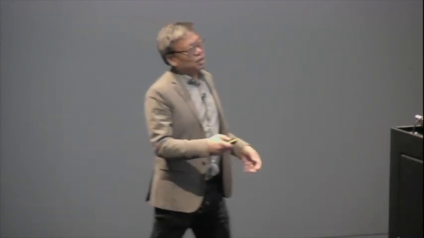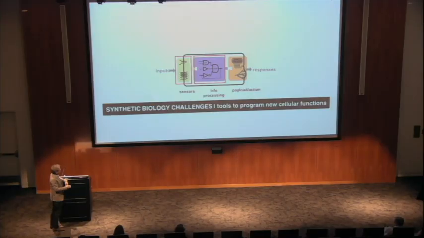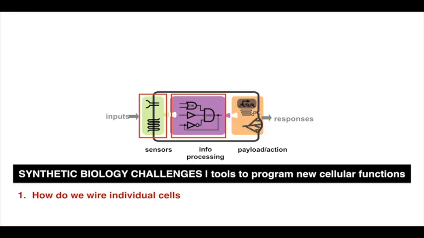Okay, so typically in synthetic biology, we're thinking about how we program new cellular functions from molecular encoded components. And first of all, we have to think about how is it that we wire individual cells so they sense certain things, use that information to make decisions, and then deploy various things in terms of transcription, cell shape, secretion, et cetera.